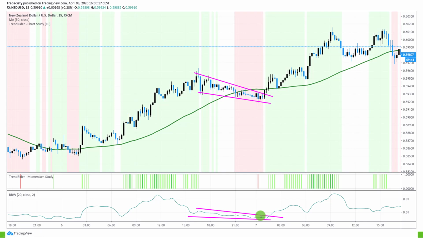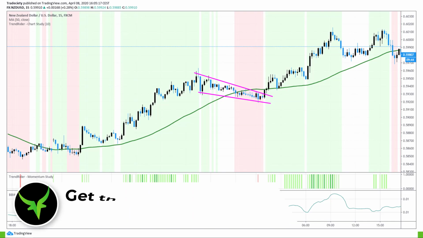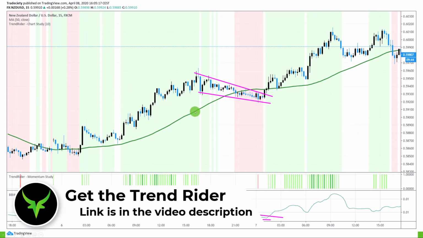Try it across the different time frames. This works across all time frames, all markets. Be very selective and try it out on your charts and let me know what you think about this.